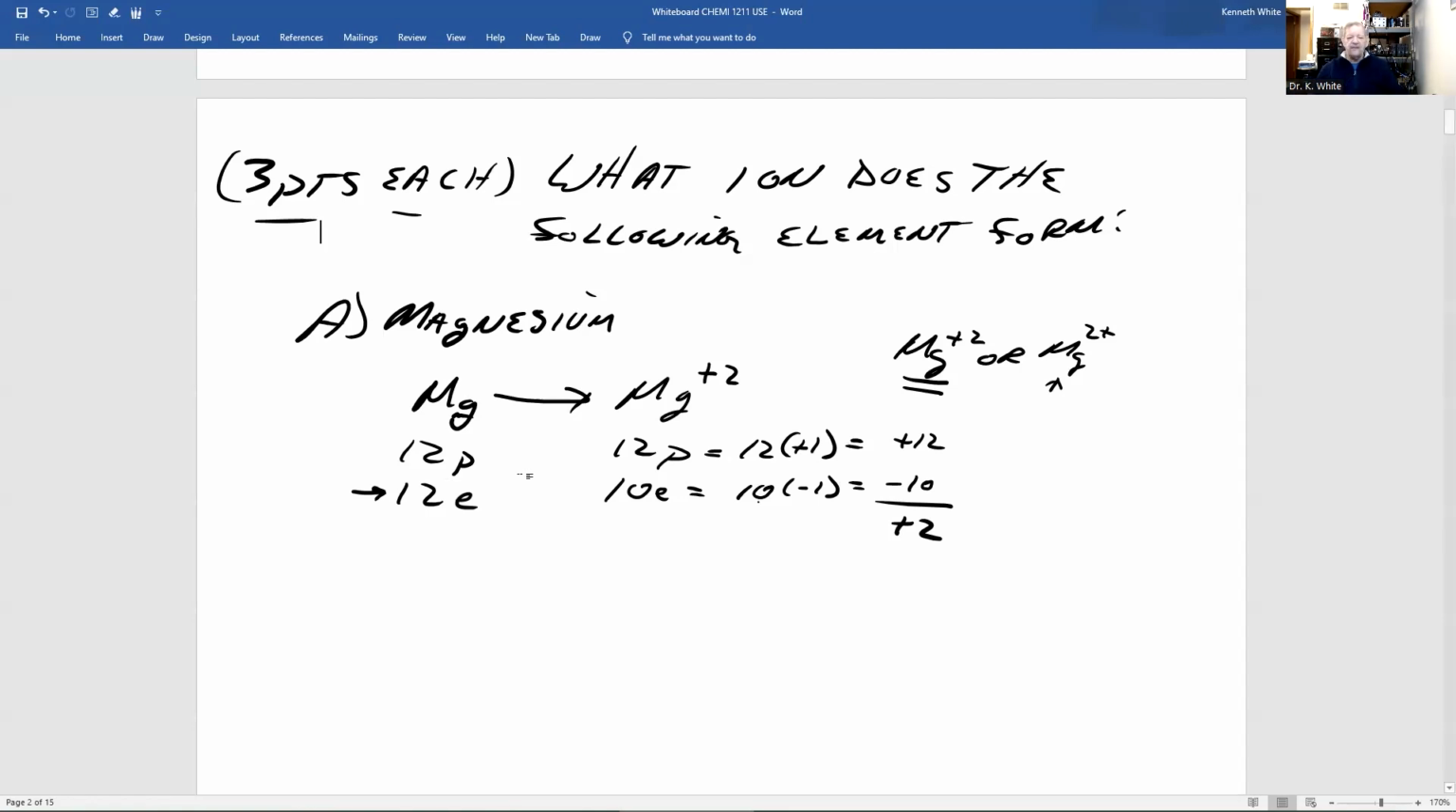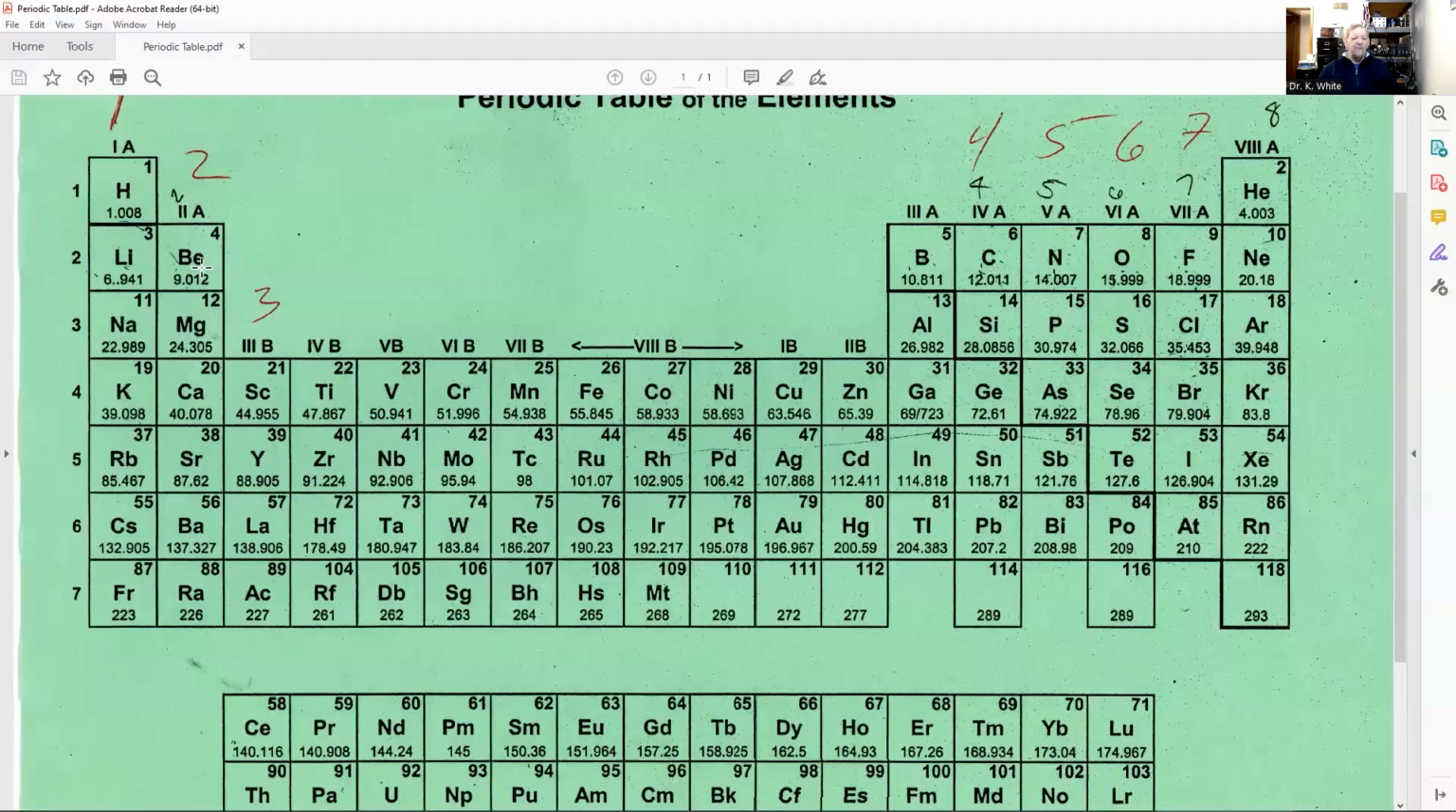Now, magnesium wants to have the same number of electrons as the nearest noble gas. How do we do that? Well, magnesium is at 12, and numerically, what's the closest noble gas? Remember, the last column with the 8 over it are your noble gases.